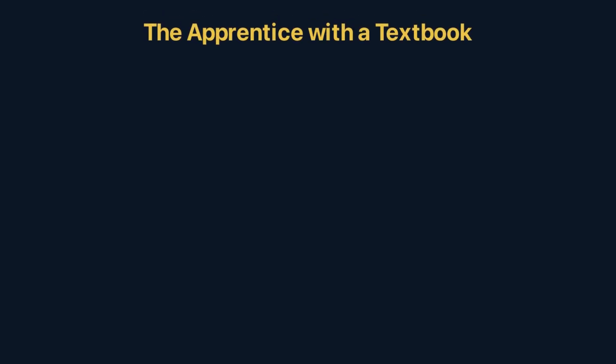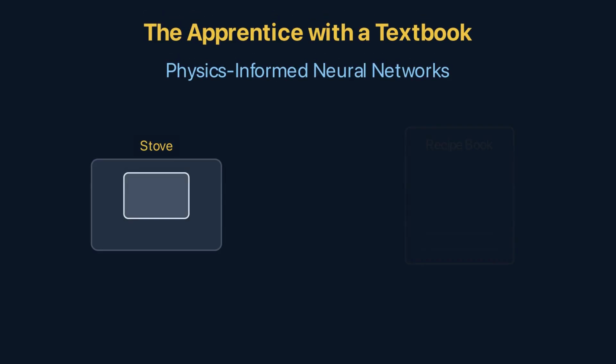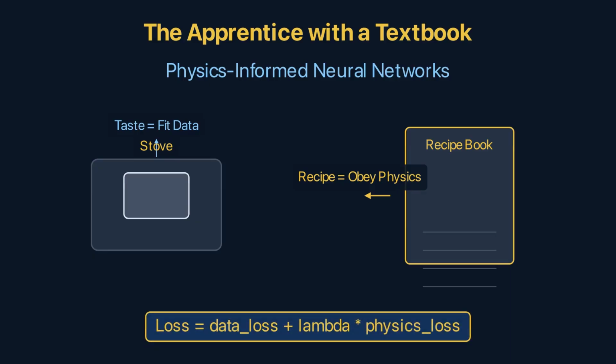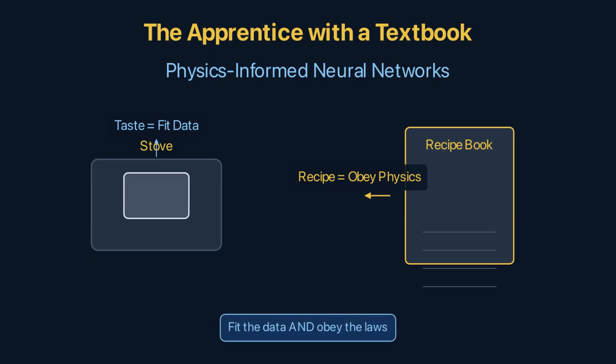A cooking apprentice stands at the stove. She tastes the dish, that's fitting the data. She checks the recipe, that's obeying the physics. If the dish tastes right but she baked at -50 degrees, the recipe says something is wrong. A physics-informed neural network uses both signals: match the observations and satisfy the governing equations.